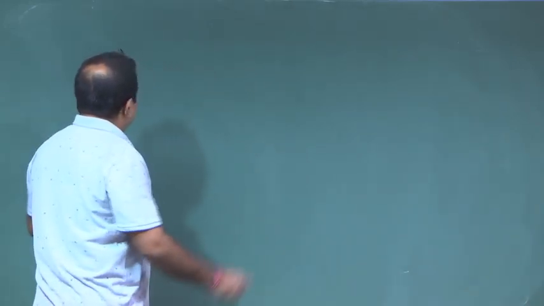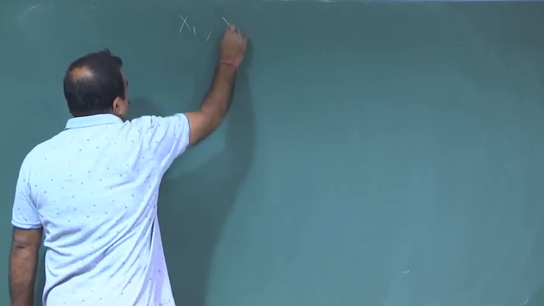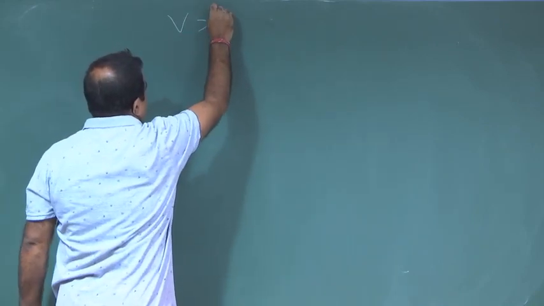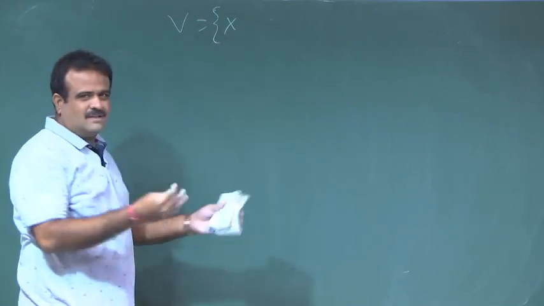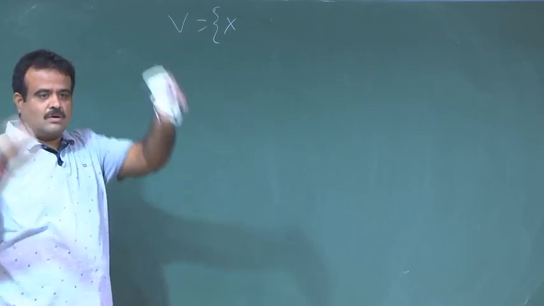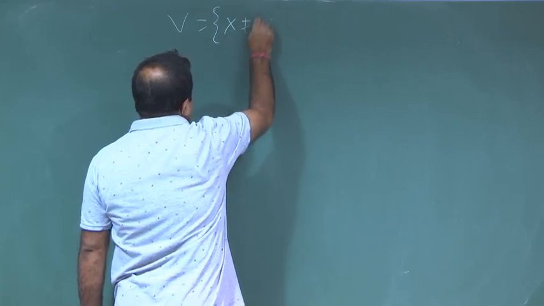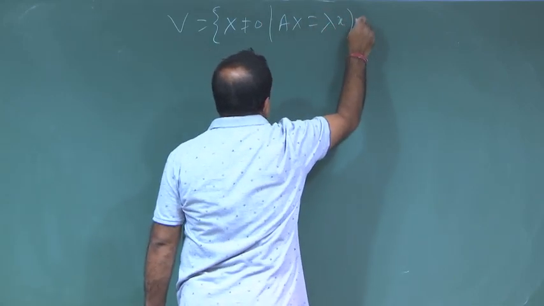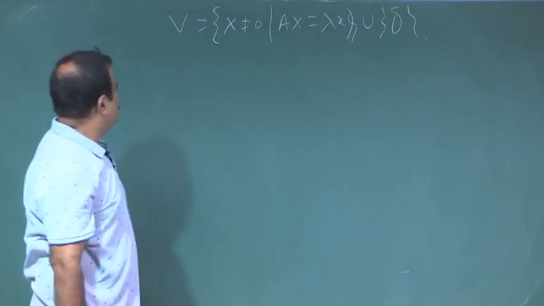So, how to show this is a subspace? To show a subspace we need to take two vectors from this. So, this is nothing but the set of X, we can take the transpose if we are comfortable with row or column vectors, but anyway these are the notations. X such that A x equal to lambda x, and we include the 0 vector, because 0 is obviously a solution of this.